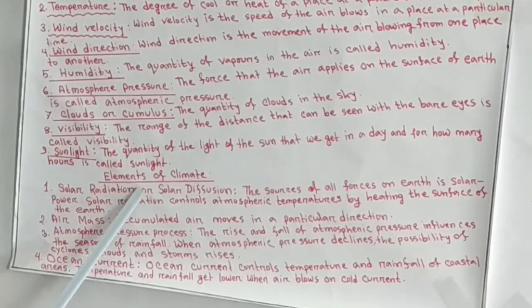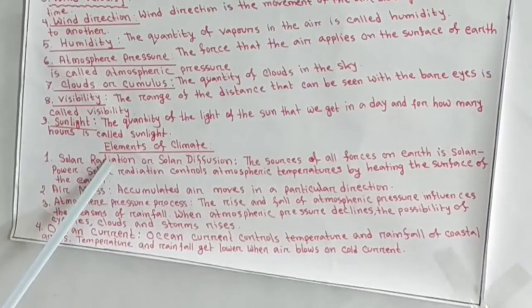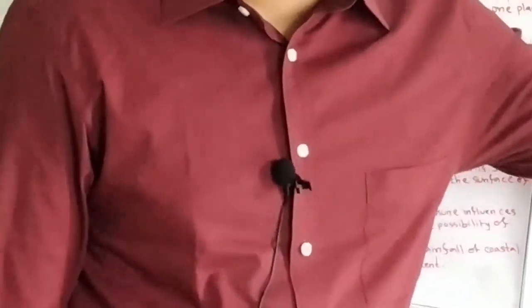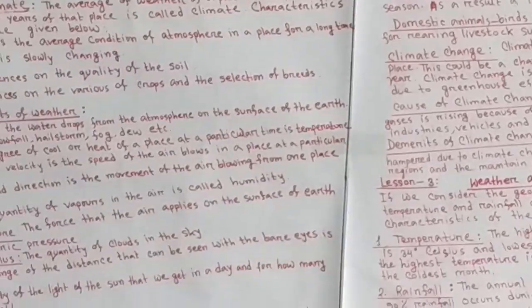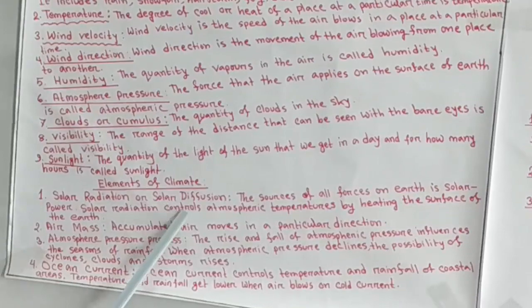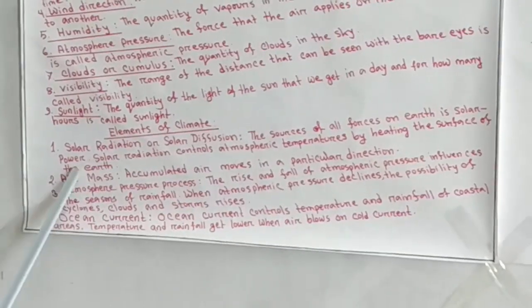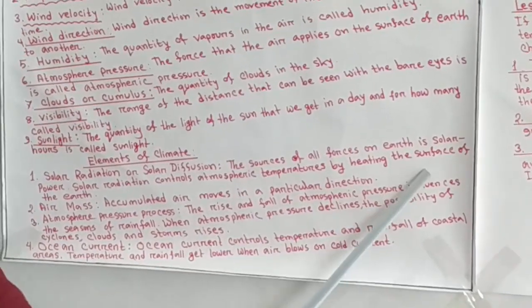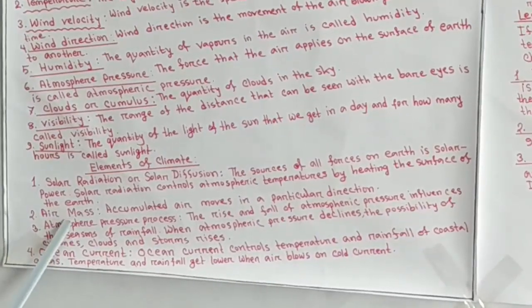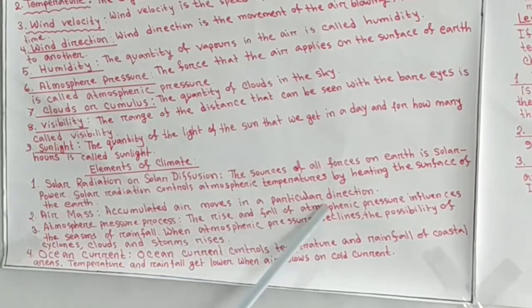Now let's go to the elements of climate. What are the elements of climate? First of all, solar radiation. In our picture we can see the solar radiation. It comes from the sun. So this is a very important component. Solar radiation, or solar diffusion. The source of all force on earth is solar power. Solar radiation controls atmospheric temperature by heating the surface of the earth. Next one is air mass. Accumulated air moves in a particular direction.